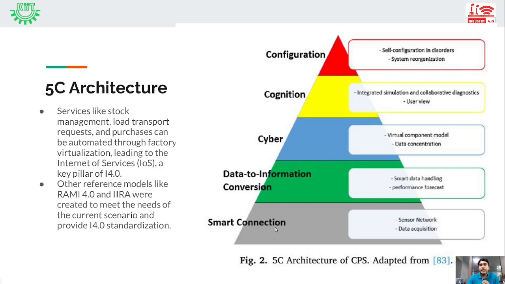Now let us look at the smart connection layer. So integration of physical devices connected in a communication network is the job of this layer. So sensor network, data acquisition are a part of this particular layer. Then data to information conversion. So conversion from monitored device data to information in order to understand them and apply to the physical world is the job of this particular layer. Then the cyber or the cybernetic layer. Use of information for the device virtualization. It is also the level responsible for the communication among the different assets.